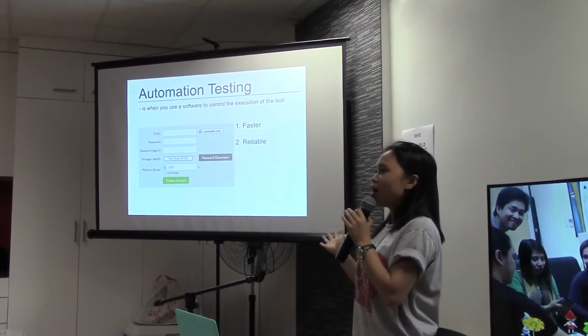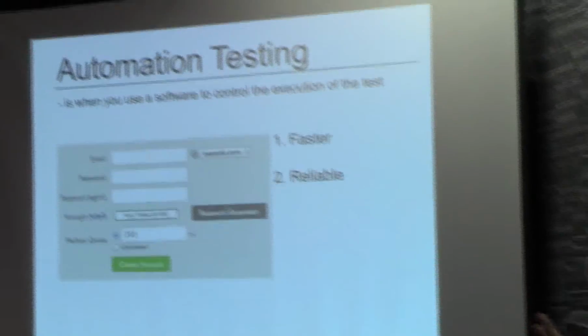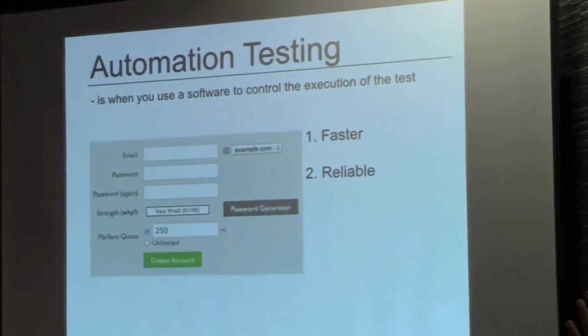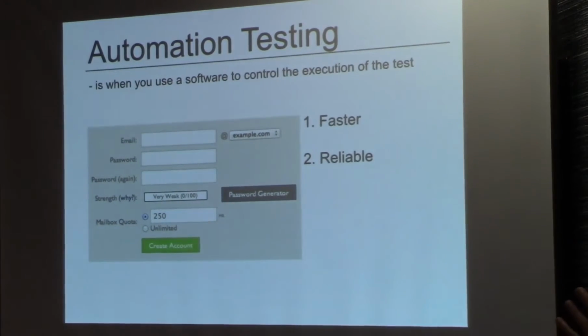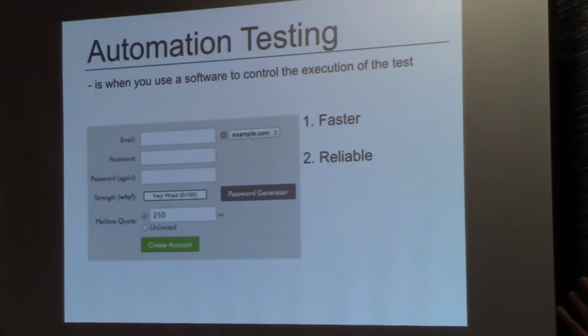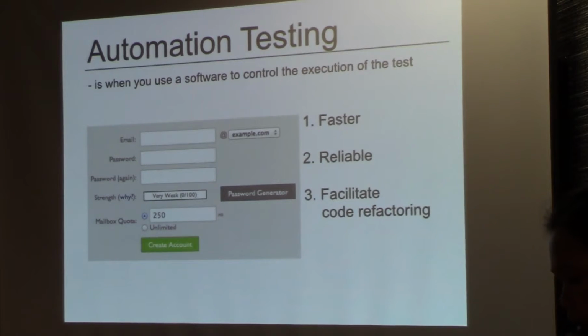Second, automation testing is reliable. So, you put your automated test on a test suite that will run every deployment. The test will never be forgotten. Whereas, on the other hand, a manual tester can forget or choose to forget to do a specific test. Third, automated tests facilitate code refactoring. So, when a developer makes some changes, he can just run the automated test and easily find out if his code changes made an impact to the system, whether it's good or bad.